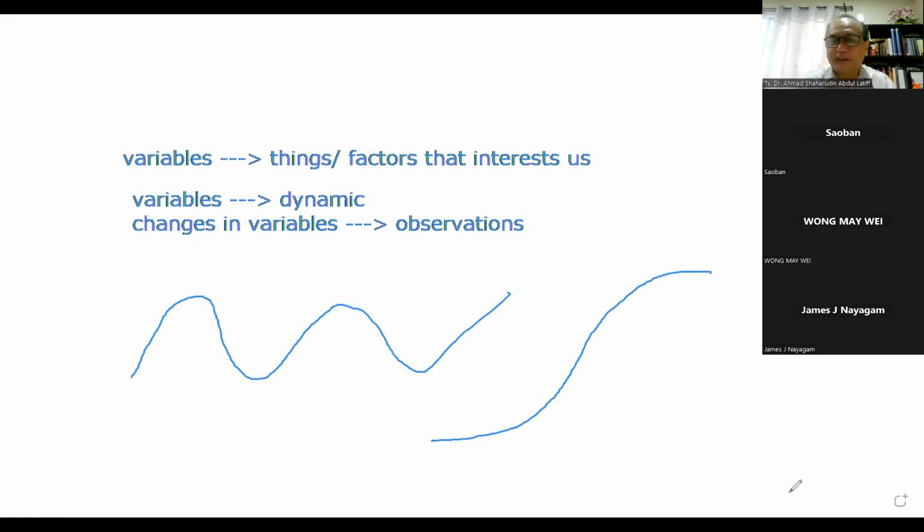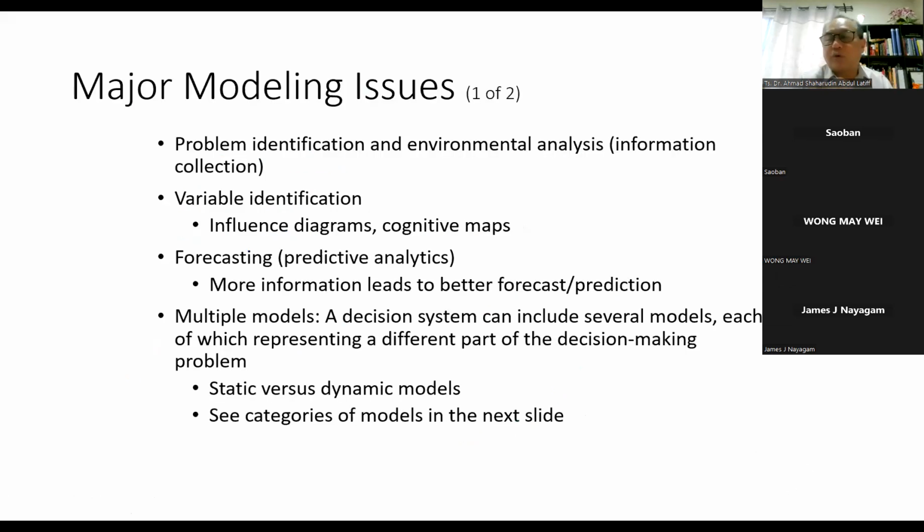Okay. Everybody clear? So these are variables. We need to identify what the variables are, so that we can develop an influence diagram or cognitive map. We can see, okay, these are the things that we want to see, and then what are the variables. So from predictive analytics, we can have more information to better forecast and predict and so on. So we have multiple models, where we have static versus dynamic models that keep on changing. And then the decision system can include several models. So we'll go back later to how.